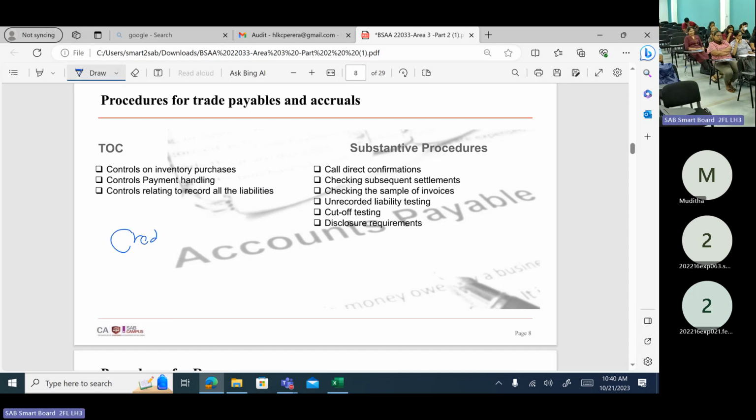Credit purchase increases this balance. Cash payment reduces this balance, right? So the related control should be tested. Company to company, the related control will be equivalent. So the liability recognition related control should be tested, right?